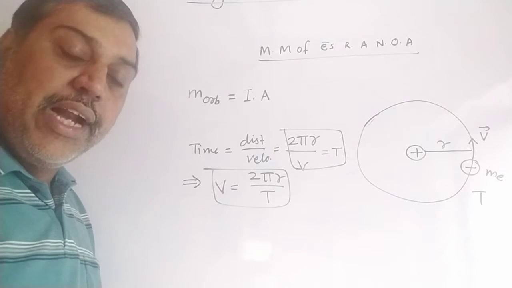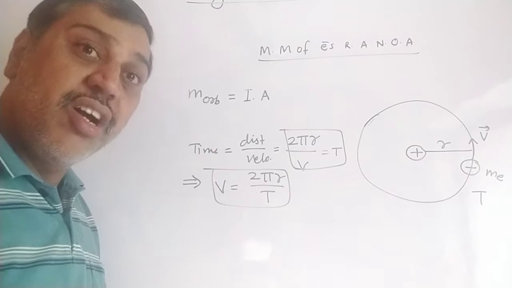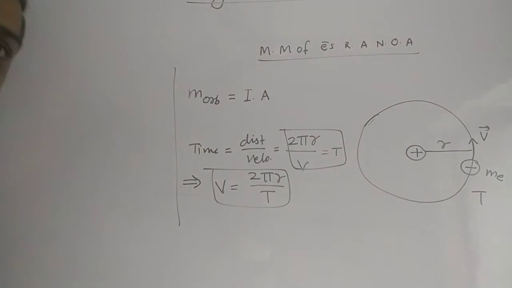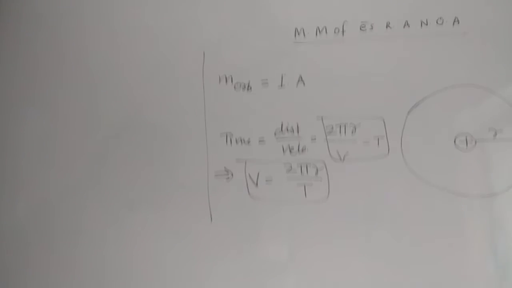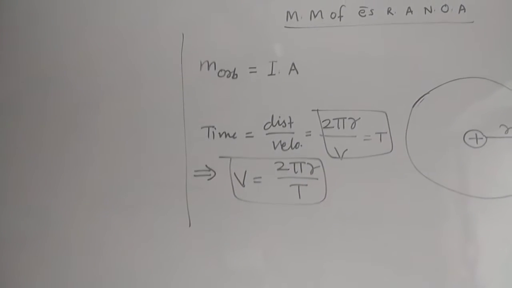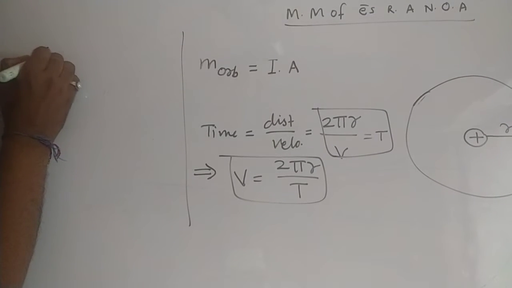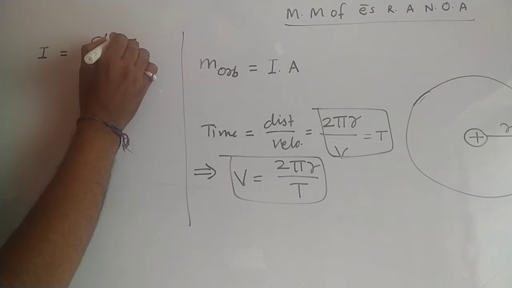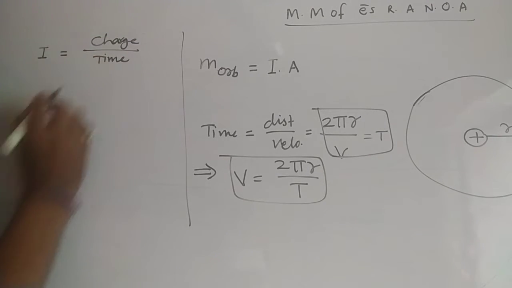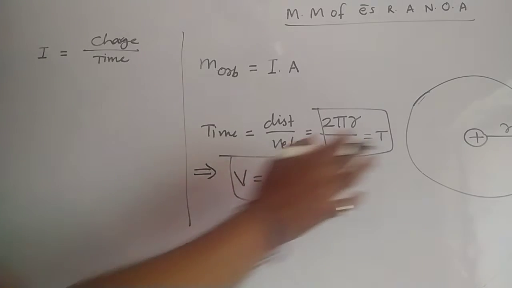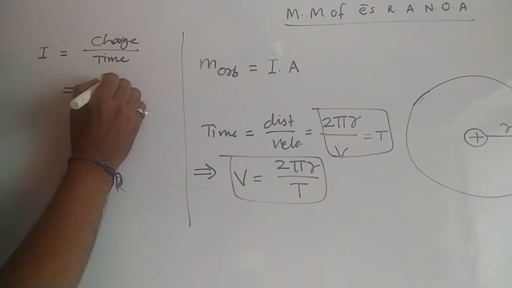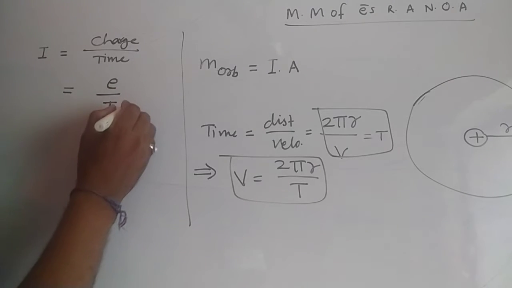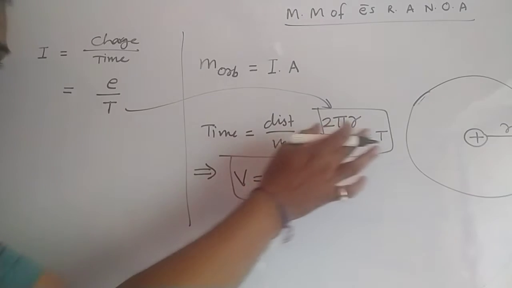Now as we know, the electron is revolving around the nucleus, it will produce current. Let me shift the setup a little to this side and write here. We want to find the current. Current I is equal to charge divided by time, the charge which gets moved divided by time. As the electron is moving in this case, what is the charge on the electron? Suppose e is the charge on the electron and the time period is T. Put the value of T from this equation here.